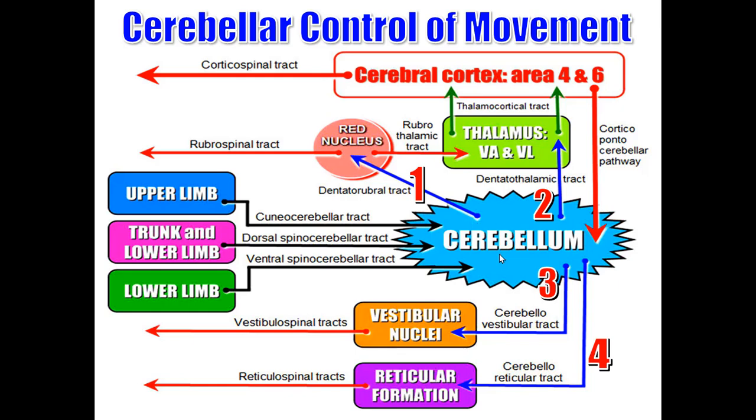The cerebellum sends this information to four areas: to the red nucleus, and then from the red nucleus to the spinal cord, rubrospinal tract; to the thalamus, to the ventral anterior and the ventral lateral nuclei, and from the thalamus to the motor and the premotor areas, and from these areas to the spinal cord, corticospinal tract. Third pathway, to the vestibular nuclei, and from the vestibular nuclei to the spinal cord, vestibulospinal tract. Fourth, to the reticular formation, and from the reticular formation to the spinal cord via the reticulospinal tract.